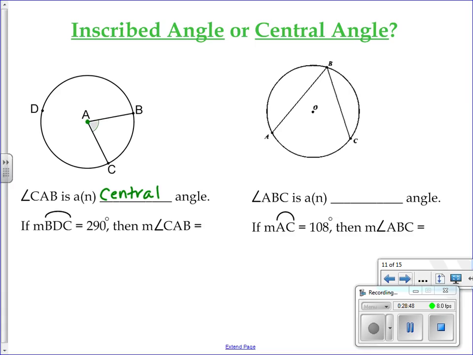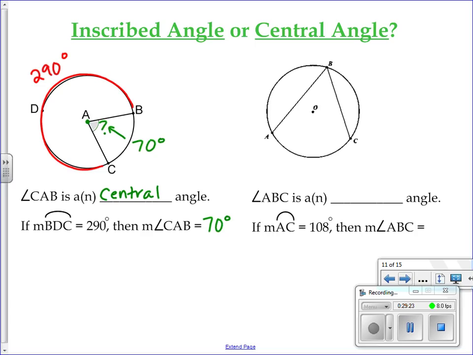Now we're given that arc BDC is 290. So if all of this is 290, and we want to find angle CAB, how do we do that? We got to think back to yesterday's notes. The major arc, if you subtract that from 360, will give you the minor arc. So this minor arc is 70. How does that help us find the angle? It's not going to be half. It's going to be equal to it. So that angle will also be 70.